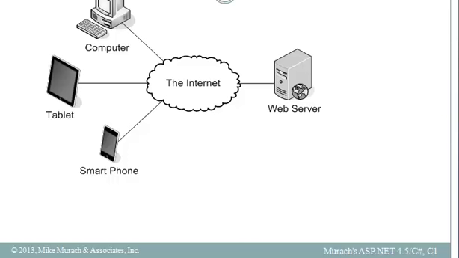So we can see an example of client and server interaction. Here we can see a computer, tablet and smartphone. Here they play the role of client, and the web server plays the role of server. To communicate between the client and the server, we communicate through the internet.